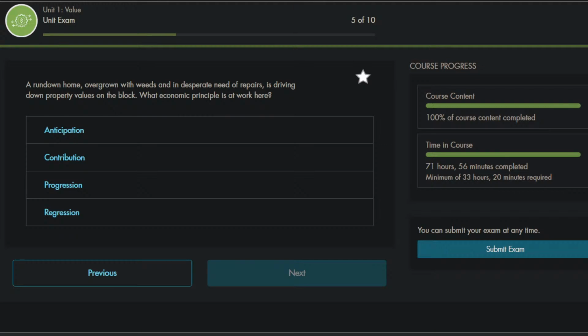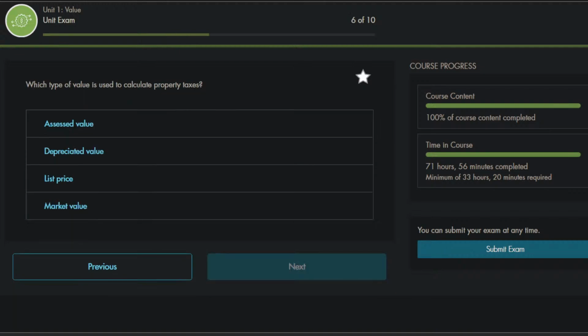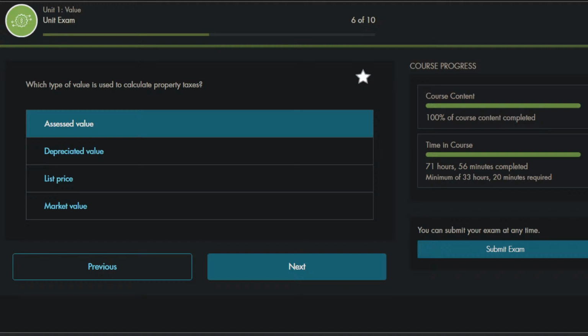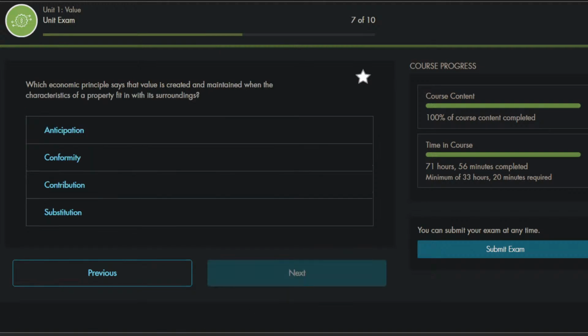Okay. A rundown home, overgrown with weeds and in desperate need of repairs, is driving down property values on the block. What economic principle is at work here? The opposite of progression is regression. All right. Which type of value is used to calculate property taxes? Assessed value, depreciated value, list price, or market value? That's going to be our assessed value, I believe.